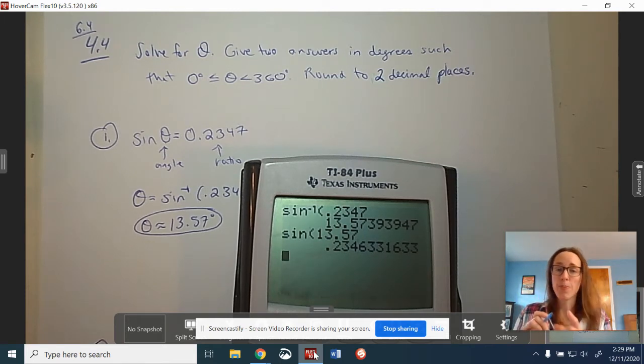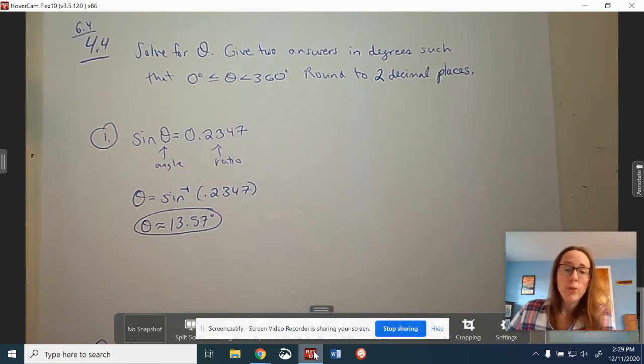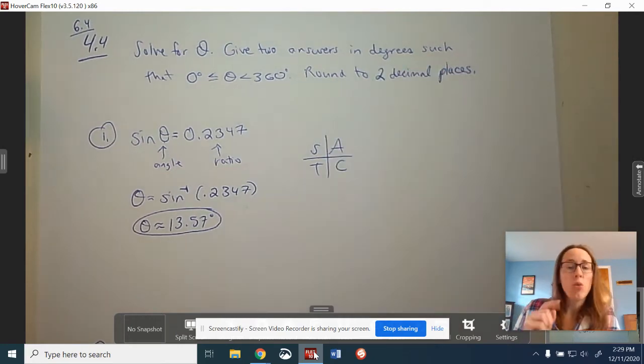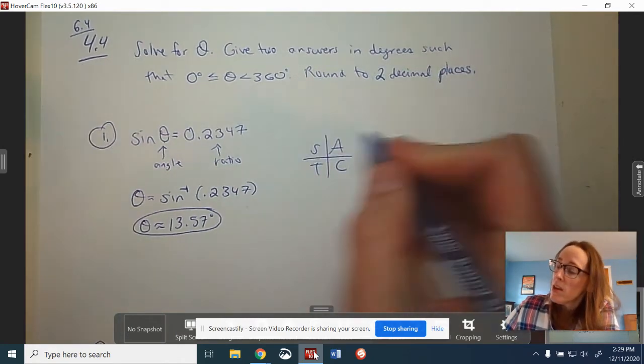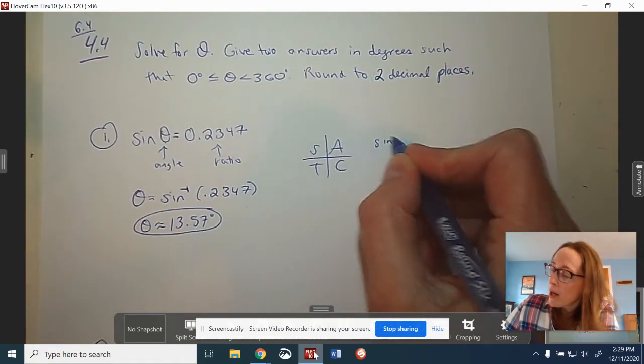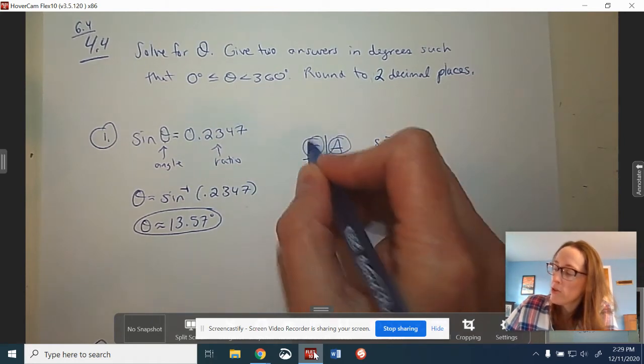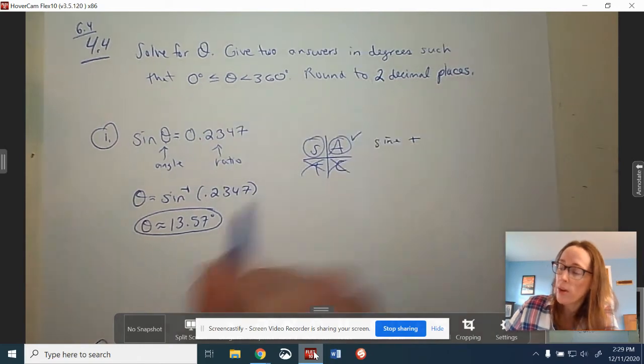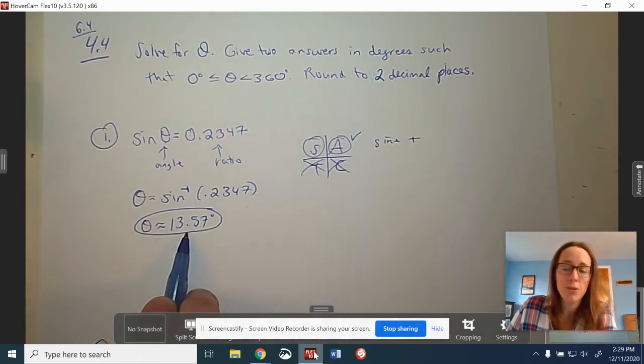Now, we're supposed to give 2 answers. That's just our first answer. So similar to what we do with our non-calculator problems, we want to figure out the other quadrant in which theta may lie. So we know that sine is positive, so that means our answers could be in quadrants 1 or 2. This is the answer in quadrant 1. The calculator gave us the answer in quadrant 1.